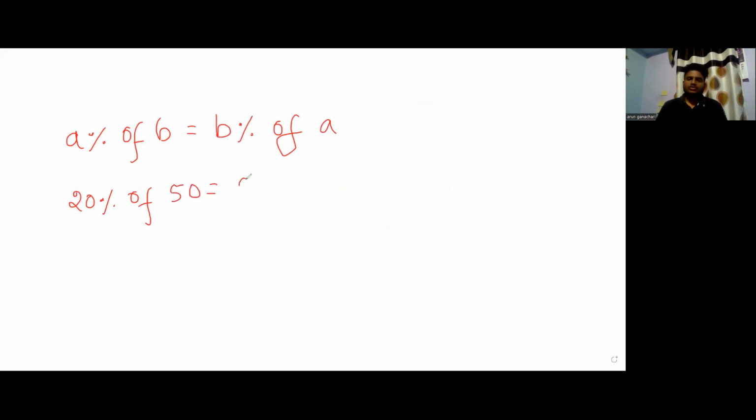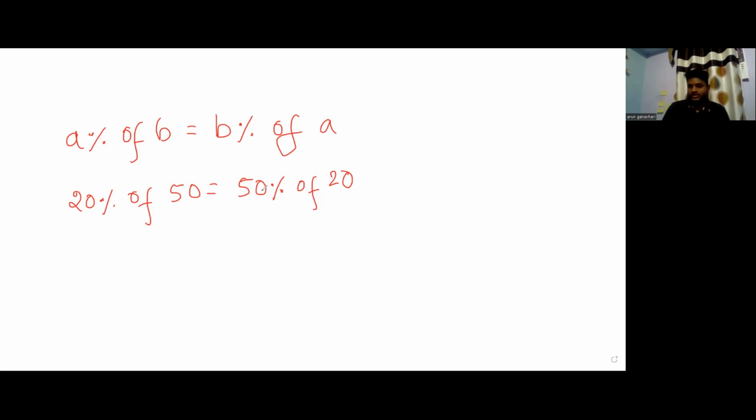Let's start with the third rule. Third rule says A percentage of B is nothing but B percentage of A. What is the meaning of this? 20% of 50 is equal to 50% of 20. Getting this?